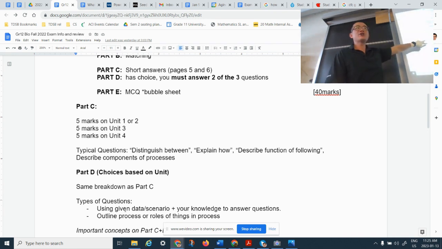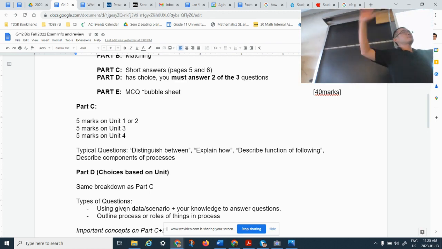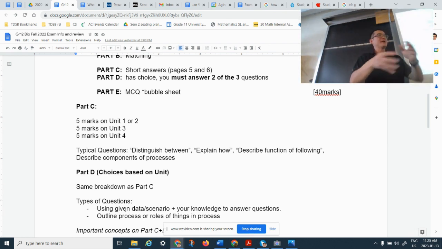Now, the type of questions that I will be asking a lot of times is like, distinguish between these two kind of things. Explain how. Describe function of the following, and I'll give you things. You tell me what it does. Describe components of a process. Okay? So those are the typical questions.